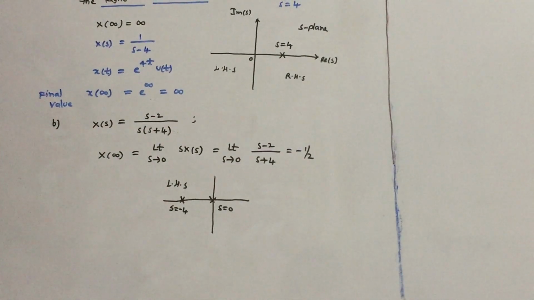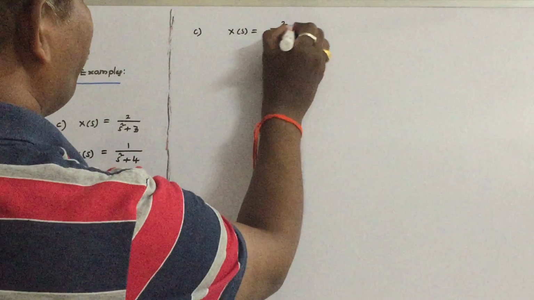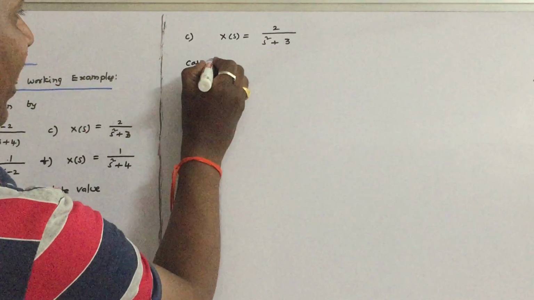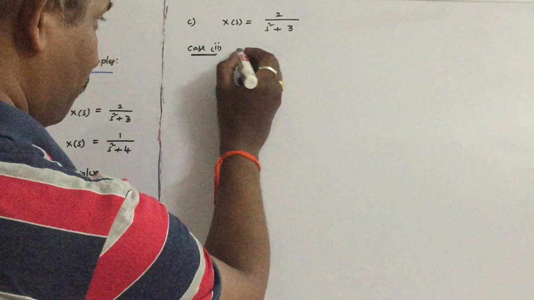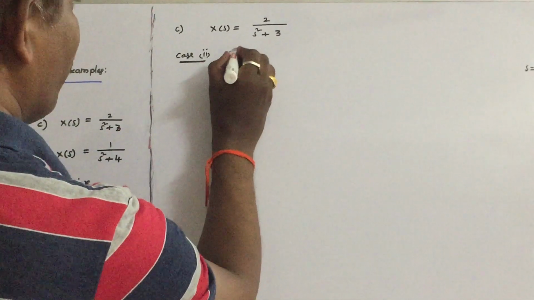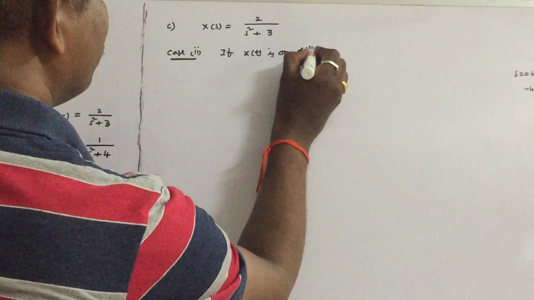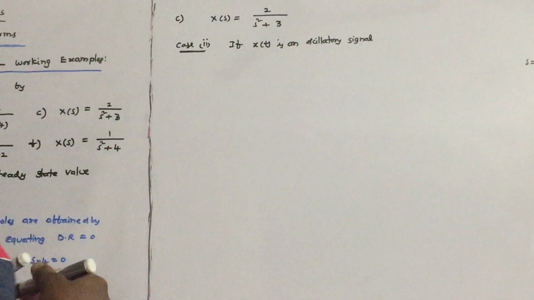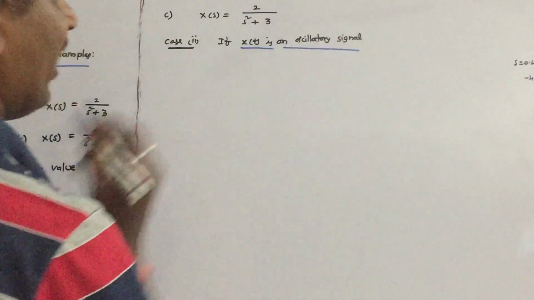Let us see the next question, C. X of s is equal to 2 by s square plus 3. This is case 2 of finding the final value. These are the two special cases you have to remember while finding the final value. If x of t is an oscillatory signal, this is the second case you have to remember while finding the final value.